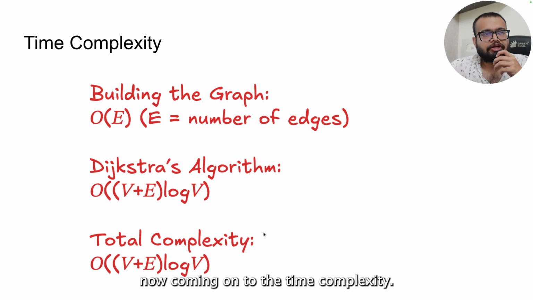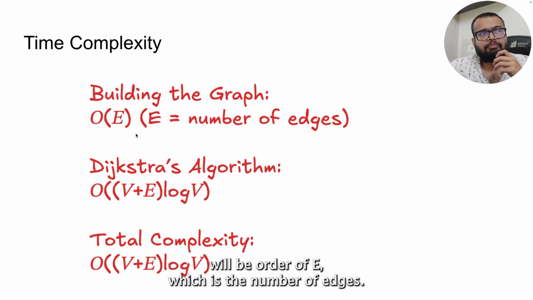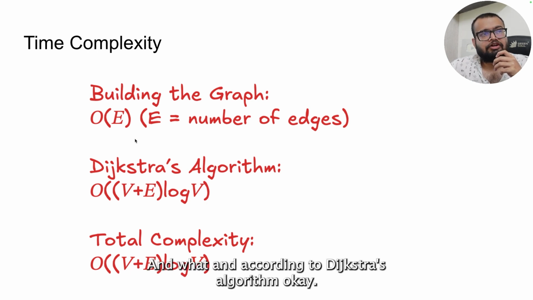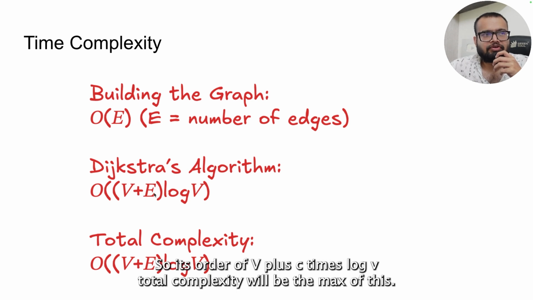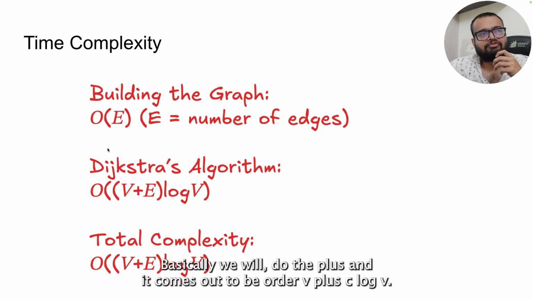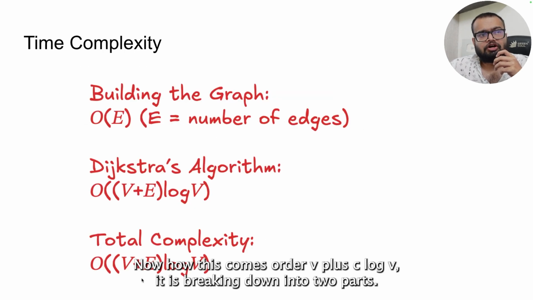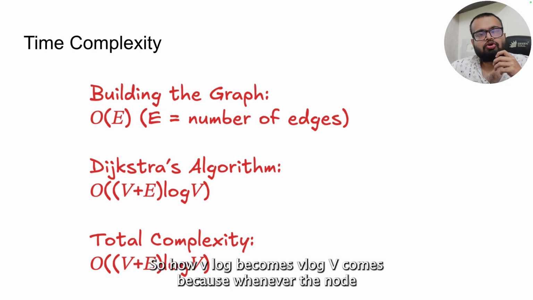Now coming to the time complexity. The time complexity for building this graph will be order of e, which is the number of edges. And according to Dijkstra's algorithm, it's order of v plus e times log v. The total complexity will be the sum of these, and it comes out to be order of v plus e log v. Now, how does this come? It is broken down into two parts: v log v plus e log v.